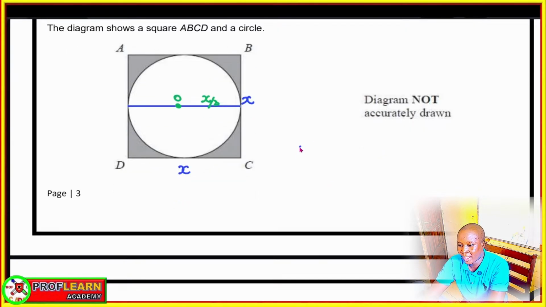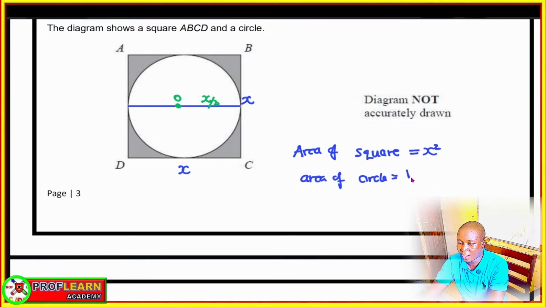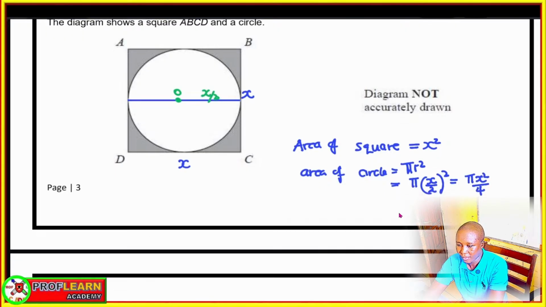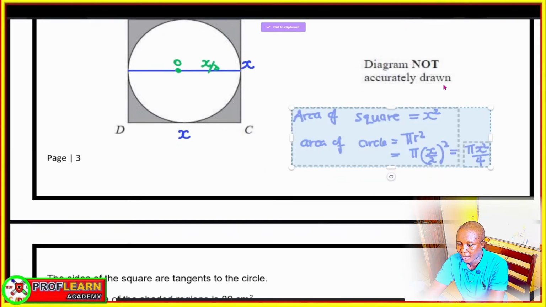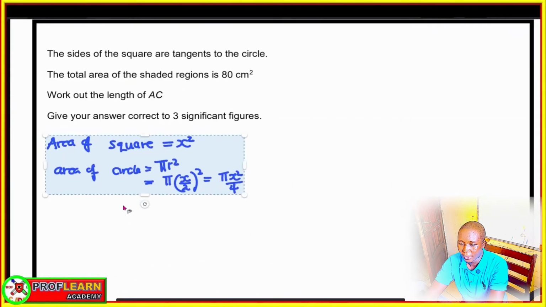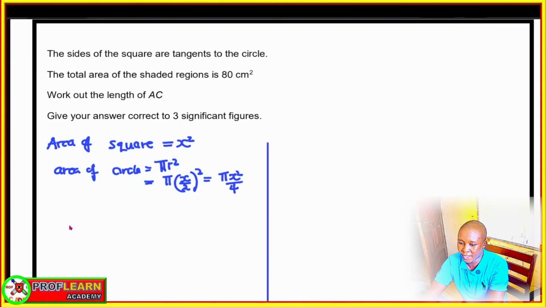Then we can find the area of the square, which is x times x, which is x squared, and the area of the circle is pi r squared, which is pi times x over 2 squared. This translates to pi x squared over 4. Then, proceeding to the next bit, let me just transfer it down here. If we subtract these two areas, the area of the square and the area of the circle, we get the area of the shaded region, which is equal to 80 centimeters squared.